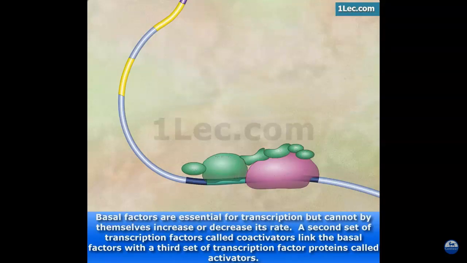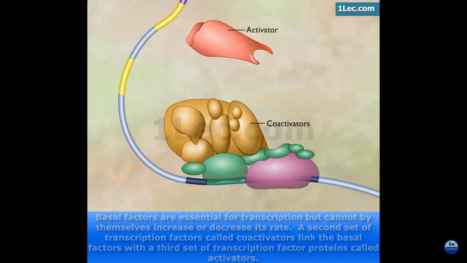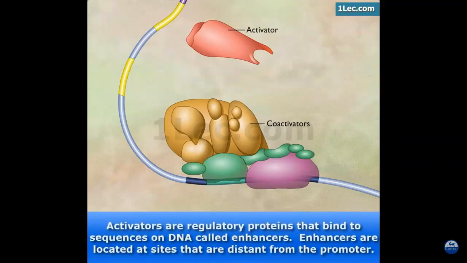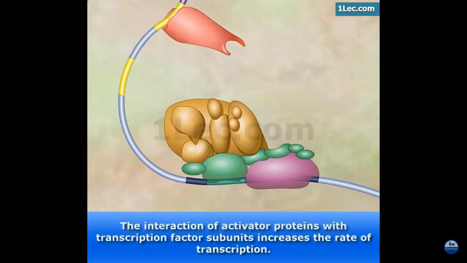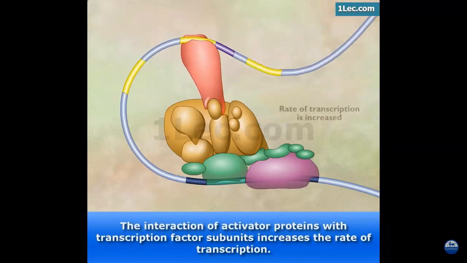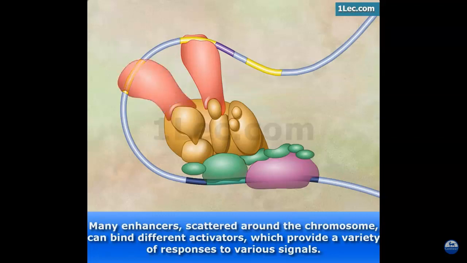Basal factors are essential for transcription, but cannot by themselves increase or decrease its rate. A second set of transcription factors, called coactivators, link the basal factors with a third set of transcription factor proteins called activators. Activators are regulatory proteins that bind to sequences on DNA called enhancers. Enhancers are located at sites that are distant from the promoter. The interaction of activator proteins with transcription factor subunits increases the rate of transcription. Many enhancers, scattered around the chromosome, can bind different activators, which provide a variety of responses to various signals.